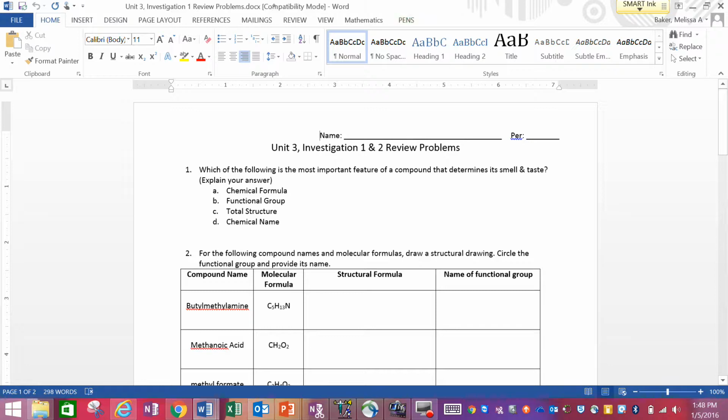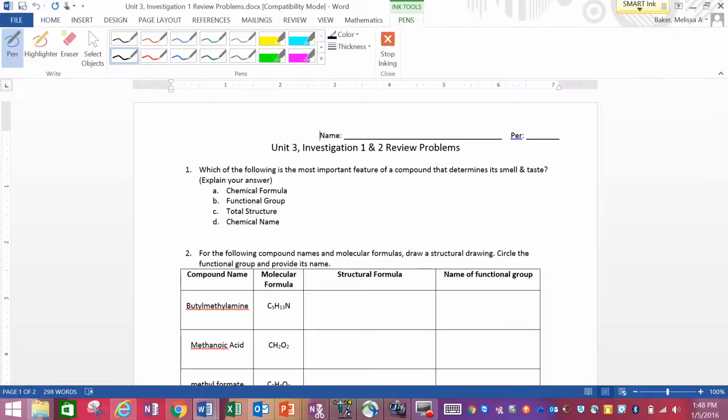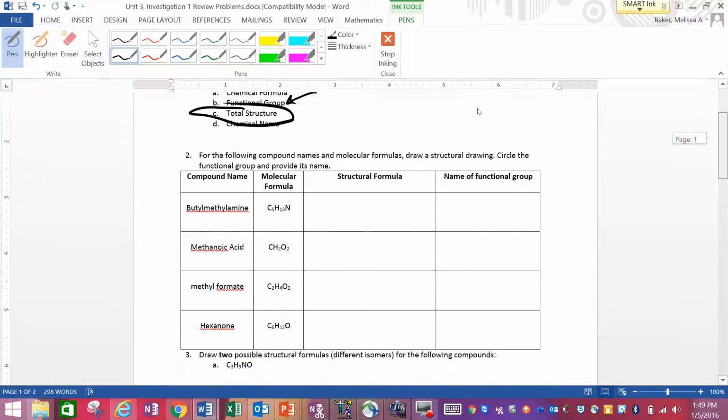All right, we are going to work on the first part of Unit 3 review. First question says, which of the following is the most important feature of a compound that determines its smell and taste? So, sure, functional groups definitely play a role, but the best answer here is total structure, because you would really have to look at how many functional groups there are and take the entire structure into account before trying to predict properties. So, a little bit tricky if you circled functional group there. I wasn't really trying to trick you, but just think about that a little bit deeper.